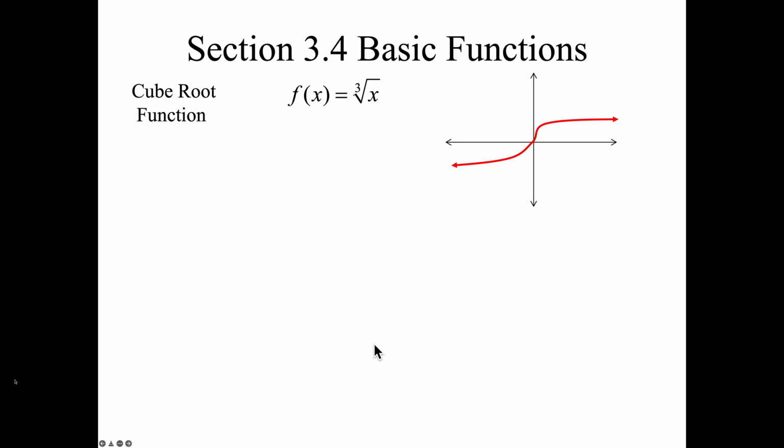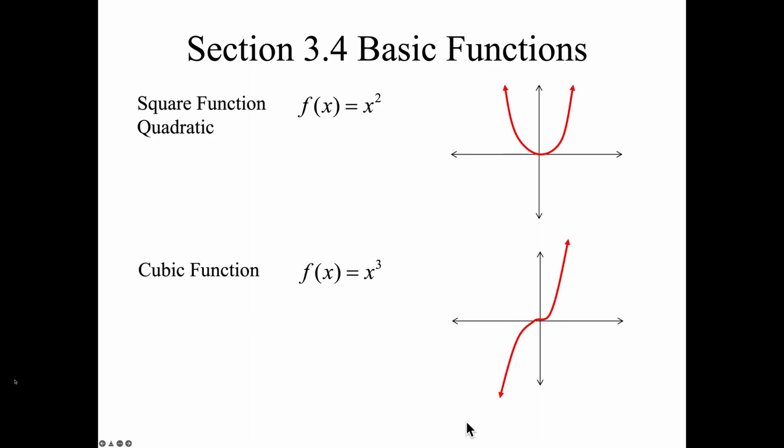Next, we have the cube root of x function. It should be related in size and shape to the x cubed function. It's just that it's been turned to its side. And it's increasing because it's a positive. So as I read it from left to right, it's increasing. Notice it's increasing slower, if you will, than the x cubed. That one is increasing really fast.